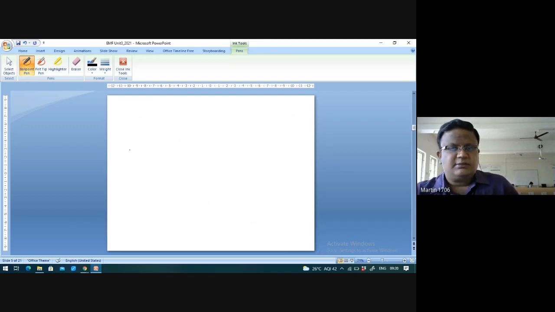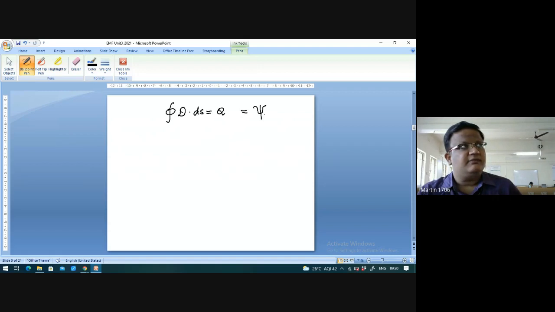As per the definition, it can be related as the surface integral of D dot dS is equal to Q, which is nothing but flux. This is in terms of electric field, so I am denoting the symbol as phi. Now let me go with the Gauss law for magnetic field. Previously, we have seen it for the electric field.